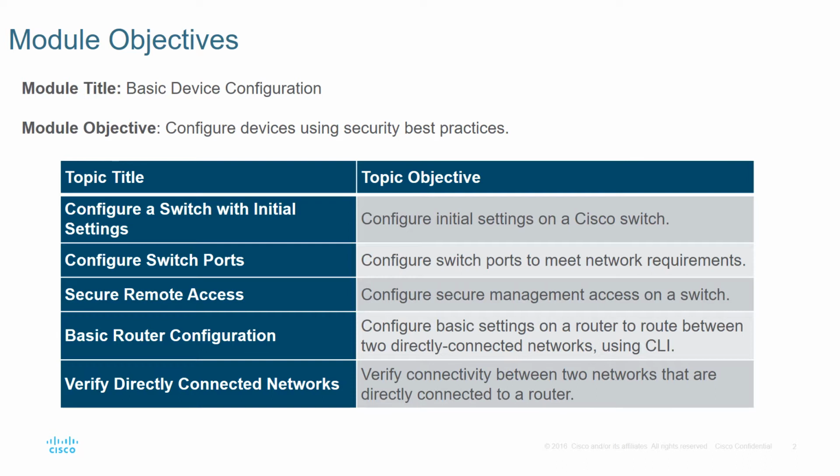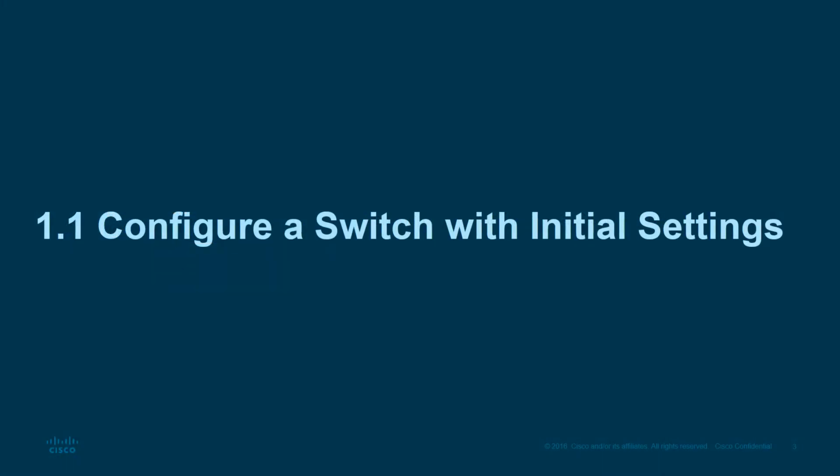Finally, the last topic is about verifying directly connected networks. The objective of this topic is how to verify the connectivity between two networks that are directly connected to the router. We will start with the first topic in module 1. In this topic, we are going to discuss how to configure a switch with initial settings.